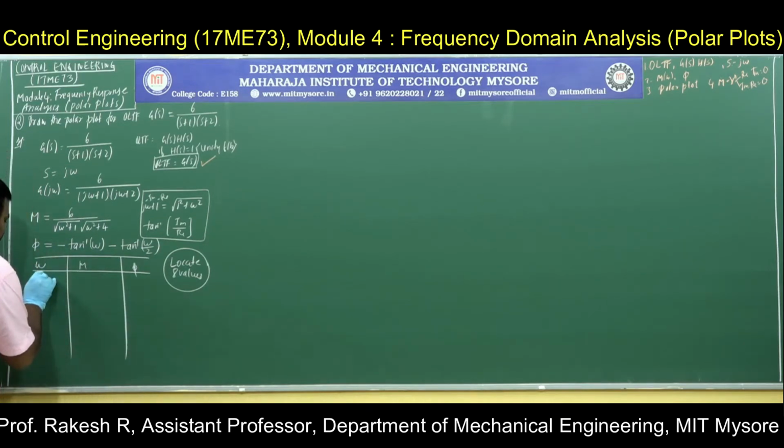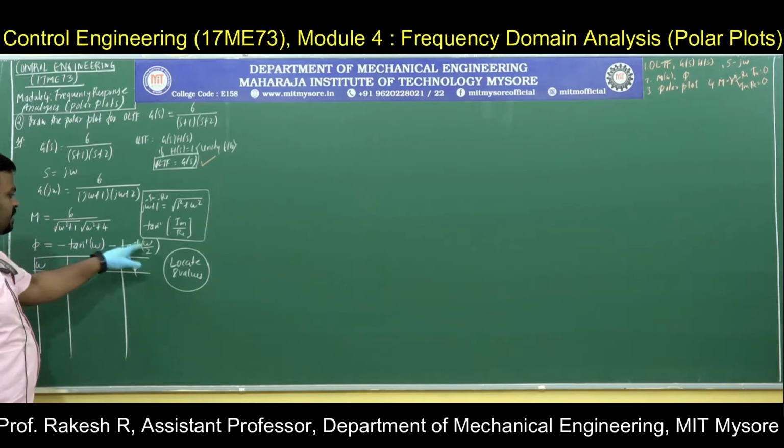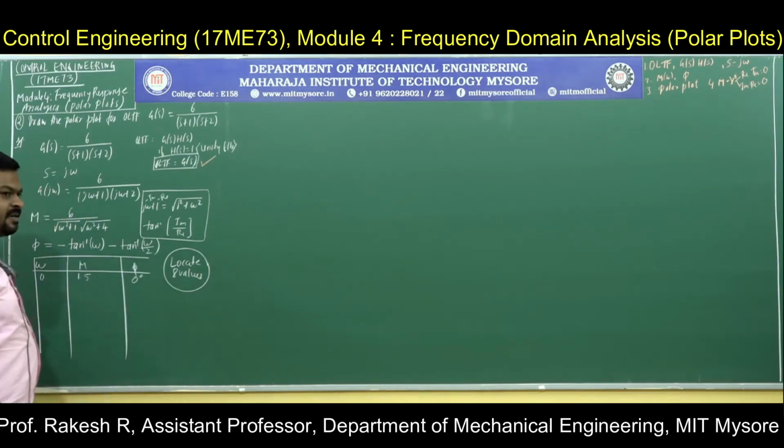I will directly find out what is magnitude when omega is equal to 0. Omega is equal to 0, what is the magnitude? Magnitude will be equal to 6 divided by 1, root 1 is 1, 4, 6 by 4, it is around 1.5. What is the phase angle? 0. Omega will be equal to 0, tan inverse of 0 is 0, again tan inverse of 0 is 0. This is 0 degree.